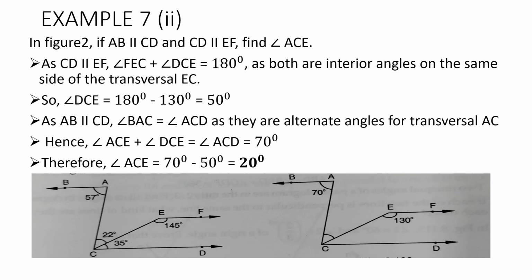But what is angle ACD? Angle ACD is angle ACE plus angle DCE. So angle ACD is angle BAC, angle BAC is 70 degree, hence angle ACE plus angle DCE will be equal to 70 degree. So angle ACE is 70 degree minus angle DCE, which is 50 degree. So angle ACE is of measure 20 degree.